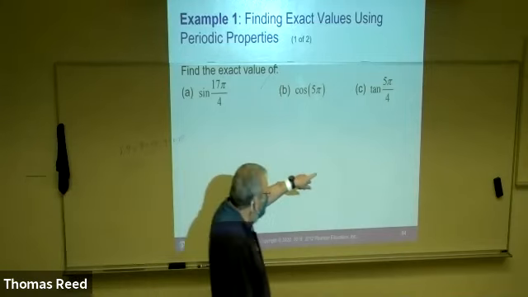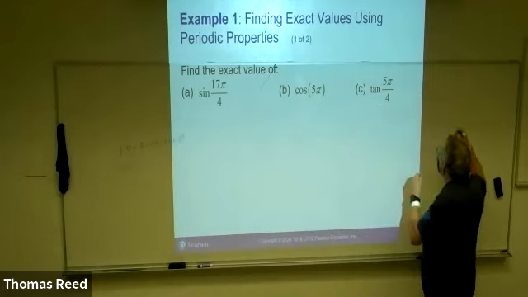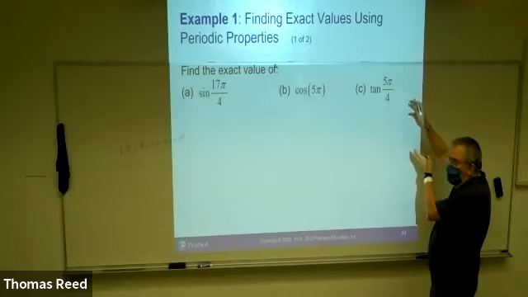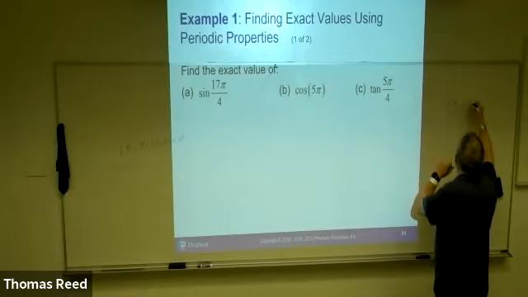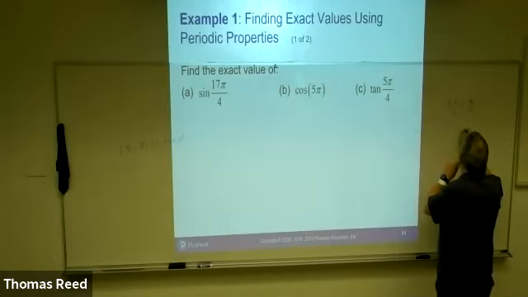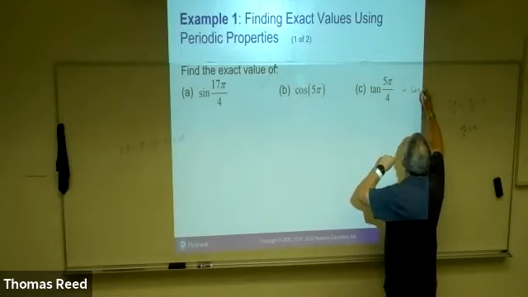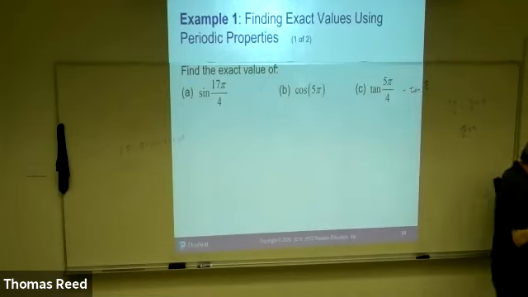And tangent of 5 pi over 4. Well, what's the period of tangent? What did we just show that the period of tangent was? 1 pi. Well, so we're talking whole number multiples. And so 5 pi over 4 is pi over 4 plus pi, because 4 pi over 4 equals pi, so it's 1 more fourth. So the tangent of 5 pi over 4 is the same as the tangent of pi over 4.